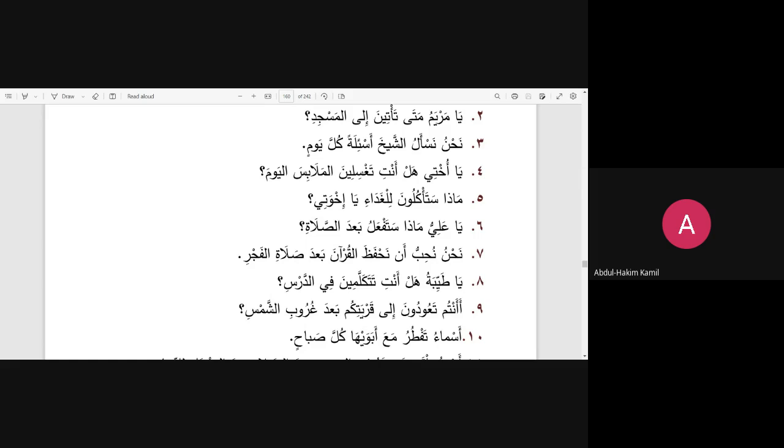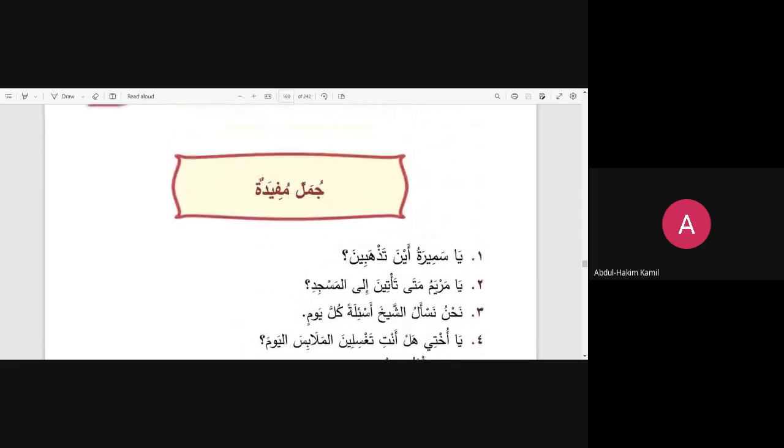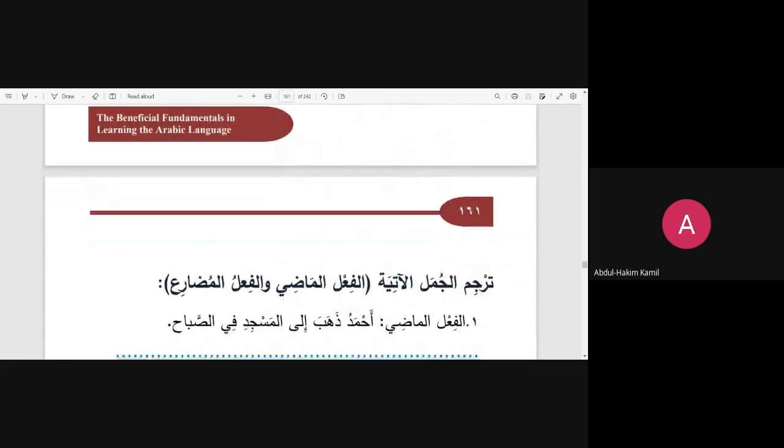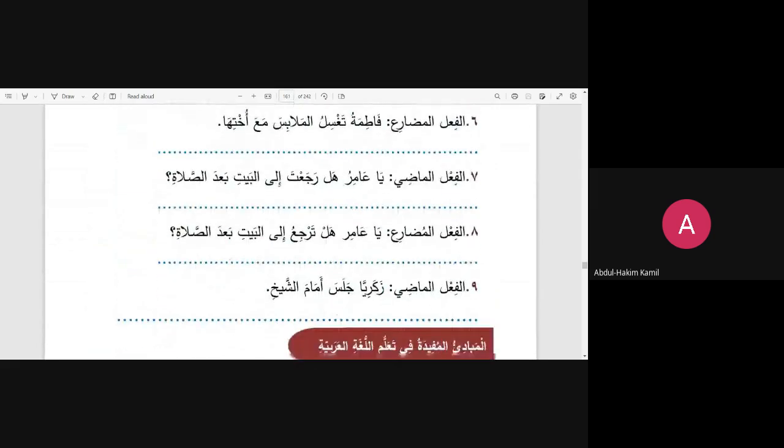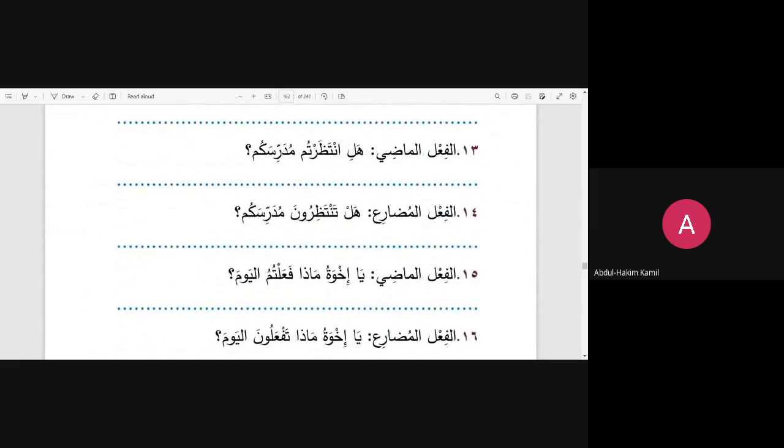Well, may Allah make it easy. We're going to stop here. This is our first day of the week. We want to make this a beneficial week with Allah's permission. So we know what we have to do tomorrow. These Jumal Mufida, these beneficial sentences, we're going to do that. And the same thing with the Madi and Mudari. I'm going to read to you the Madi, and you're going to come with the Mudari. But the Madi and Mudari won't be these sentences. I'm just going to come up with them from my head, because I don't want to bore you all.